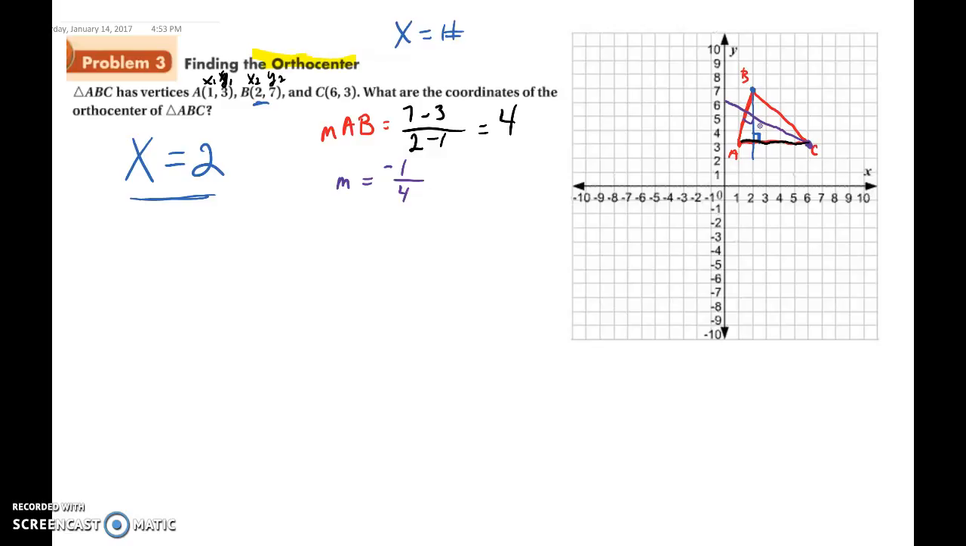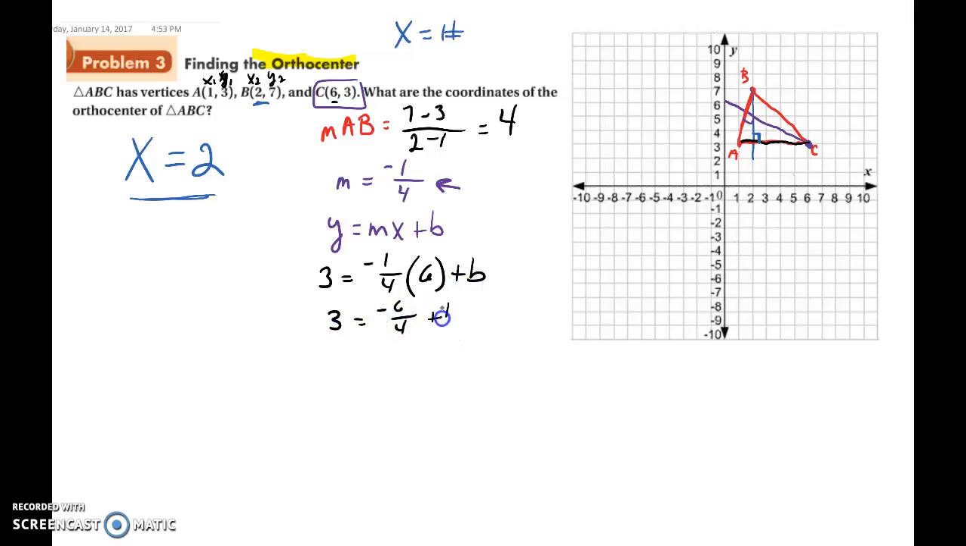All right, now we need to come up with an equation for that. And we know that it passes through the vertex point C. So we know that for our equation, y is equal to mx plus b. We know our m is equal to negative 1/4 because it's perpendicular to the opposite side. And we know it passes through this point C, so we have an x and a y that we can substitute. So that means 3 is equal to our slope, negative 1 over 4, times our x, which is 6, plus b. So 3 is equal to negative 6 over 4 plus b. We'll reduce that, so 3 is equal to negative 3 over 2 plus b.